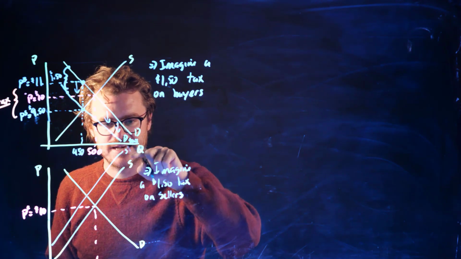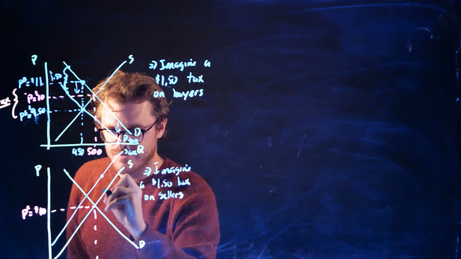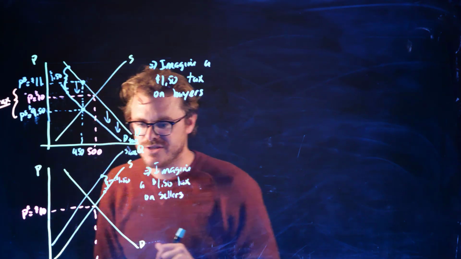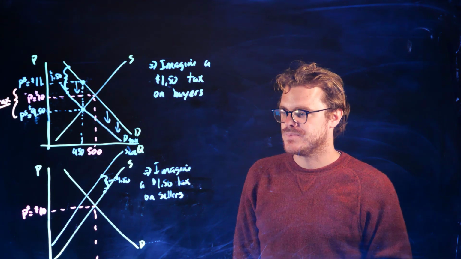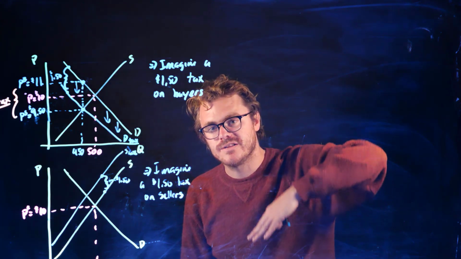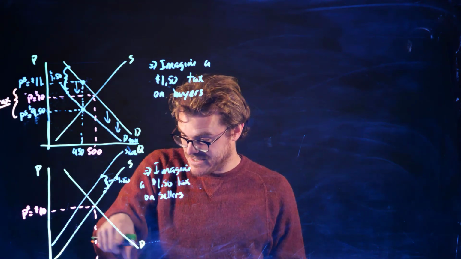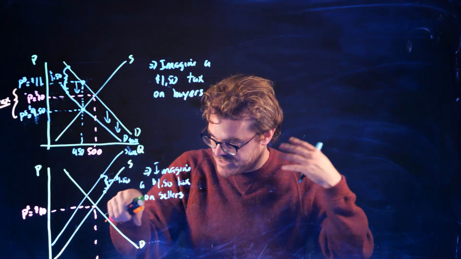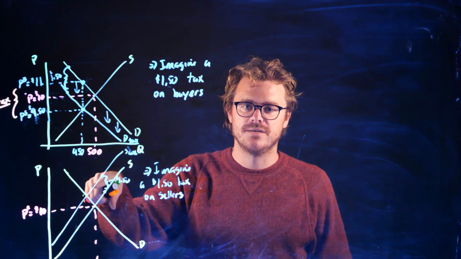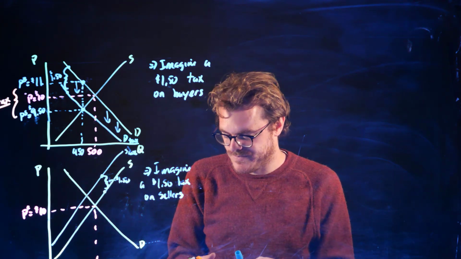I'll label it, well, let's say S tax. Now this whole supply curve is shifting up by the size of this tax, which in this case is $1.50. So that's the distance between these two supply curves. It's vertically shifted up by $1.50 because, the logic behind it is, to still be willing to supply 500 pizzas, we need to get $1.50 more per pizza because we need to pay the government $1.50 every time we sell one.